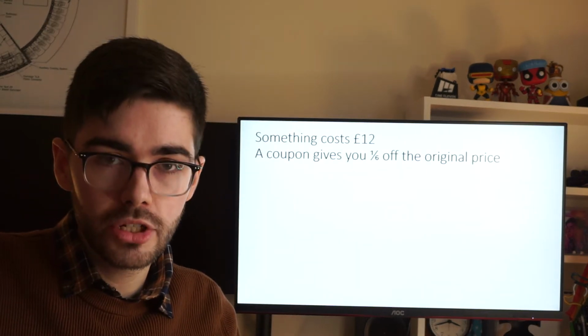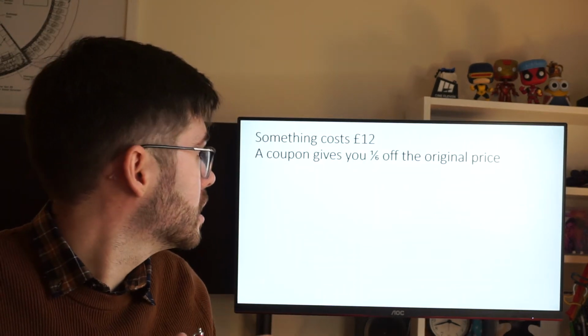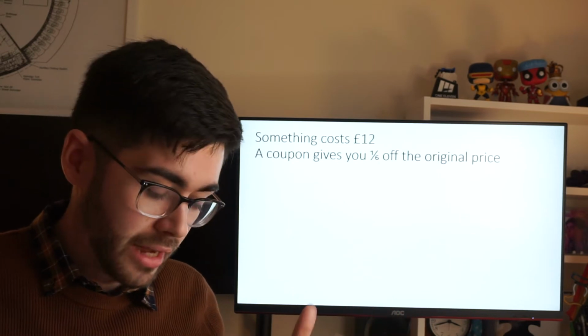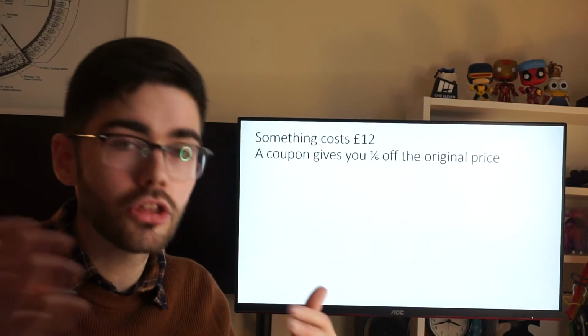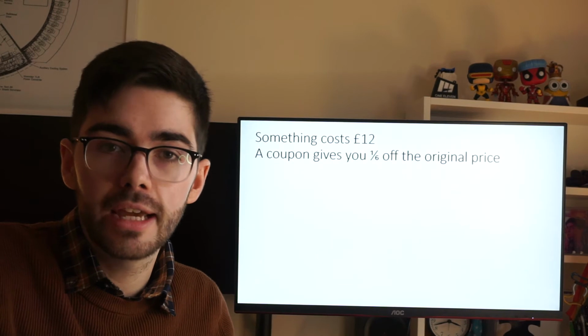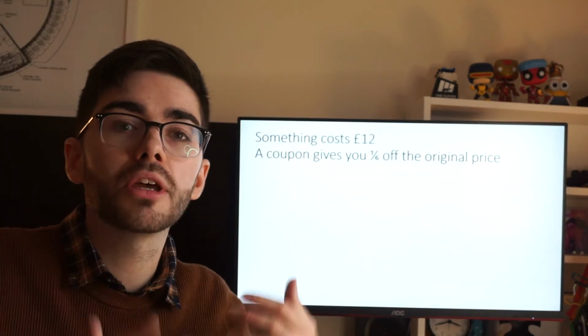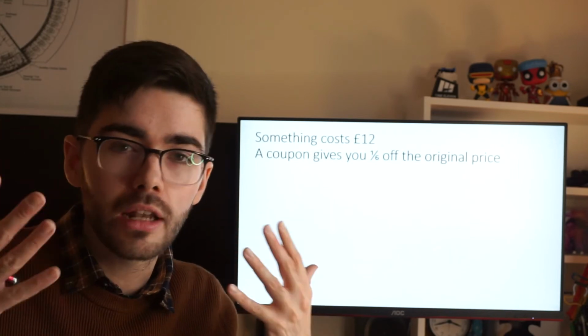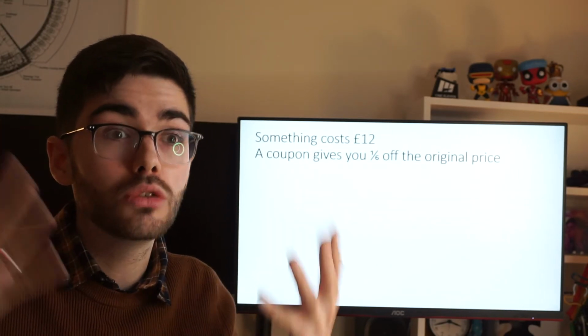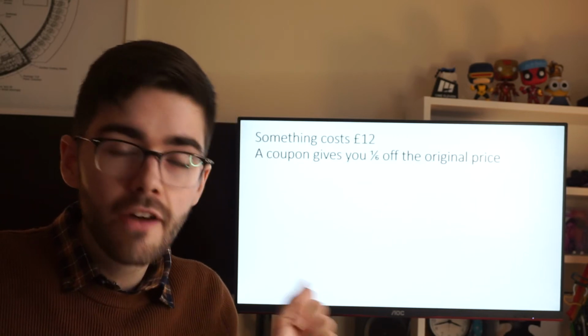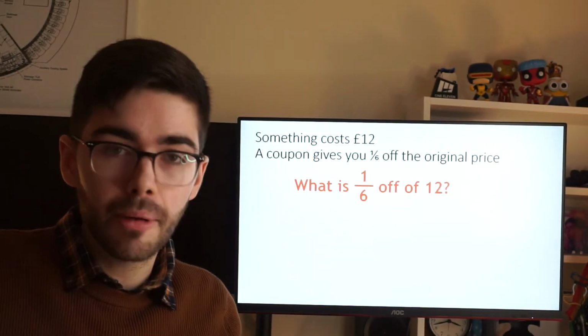We move on to questions that look like this. So say that something costs £12 and you have a coupon that gives you a sixth off the original price in the sale. What this is asking us to do is find a fraction of an amount and then do something with that number. Thinking about real life, thinking about maths and how we use fractions in the real world, okay? First of all, we have to think about what it's really asking us.